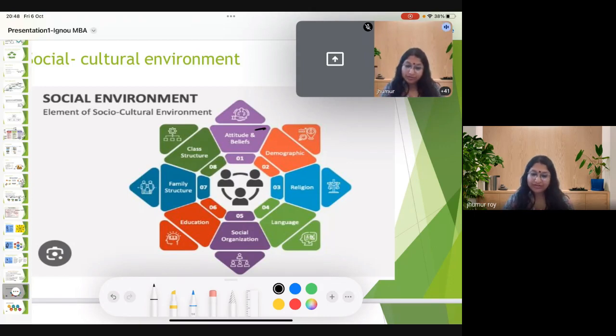Then demographic things like what is the ratio of men and women, how are women treated in different areas. Religious factors are very important. Every religion should be respected and should be treated at par. So it is not that your religion is not good, mine is good. We treat everybody at par. We should give equal respect to all the religions.